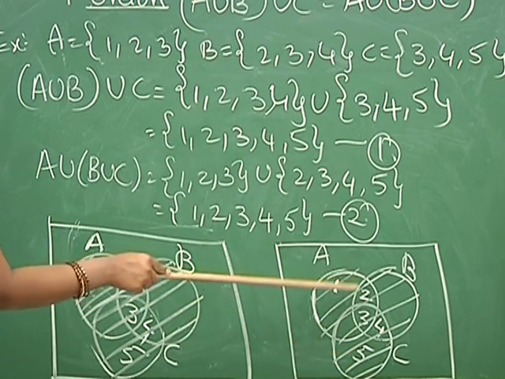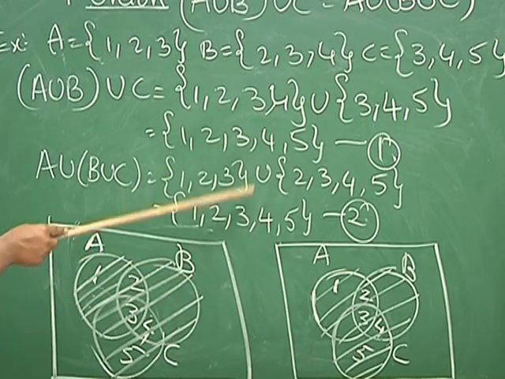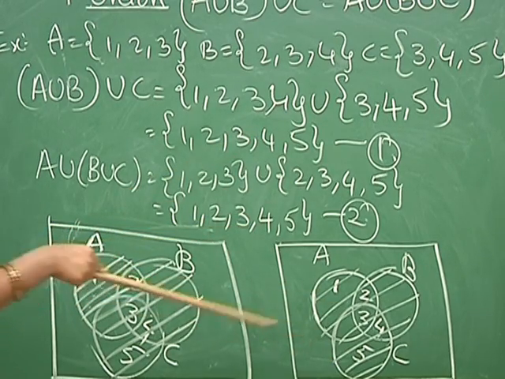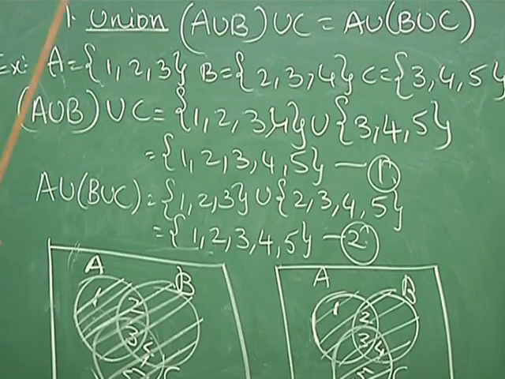Since it is union, we need to shade all the portions of the Venn diagram. When we compare the answer and the Venn diagram, both are verified. Hence, this is the associative property of union.